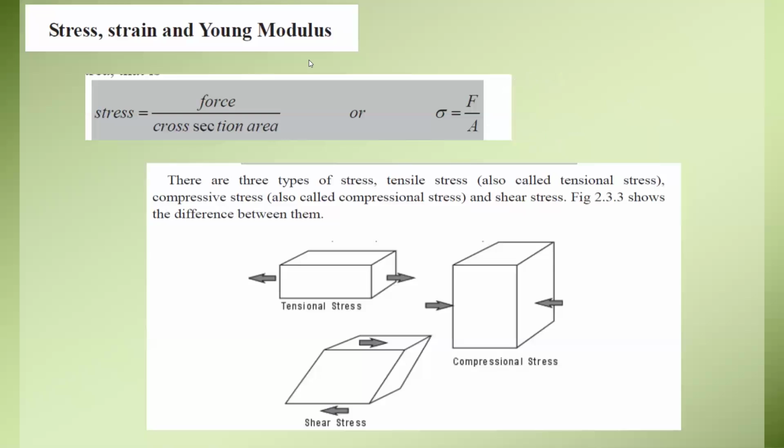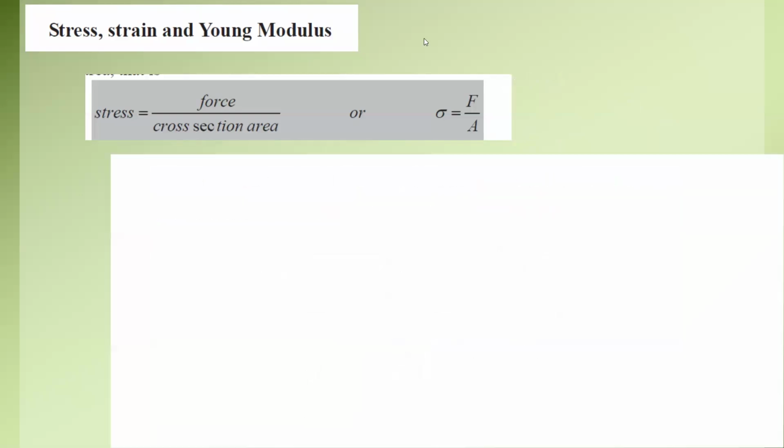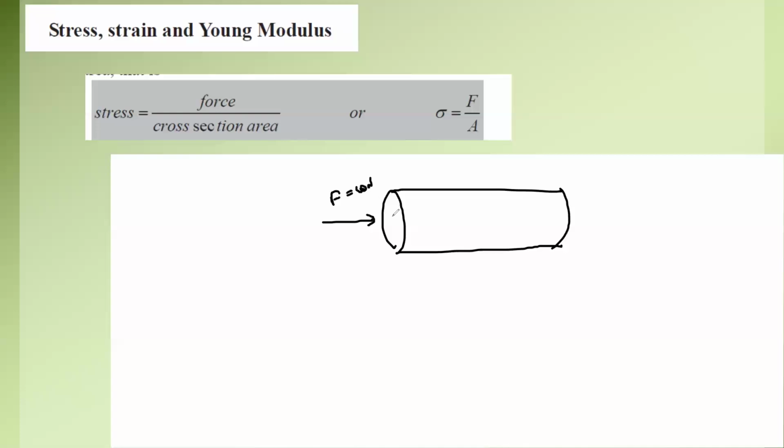The cross-sectional area changes depending on the shape. For example, say a wire is there, and you apply a force of 10 Newton, and you want to calculate the stress. Stress is force acting on unit area, so we take the cross-sectional area of the wire, which is pi r square.